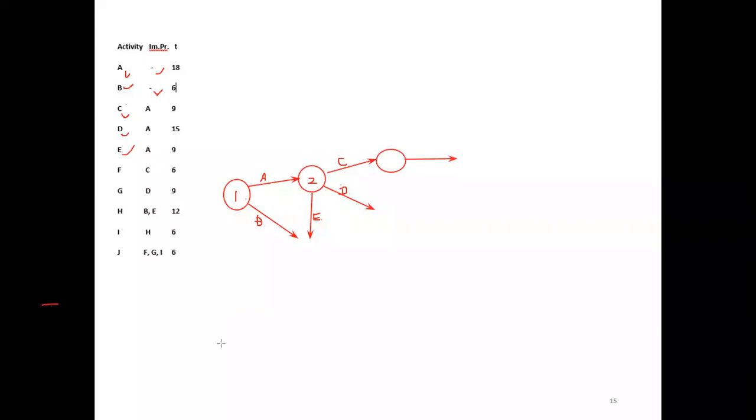Okay, now this is the activity. What is the activity? C finishes, F starts. So this is F. Now F is also finished. Then G starts after the completion of D. So here you have to finish D.